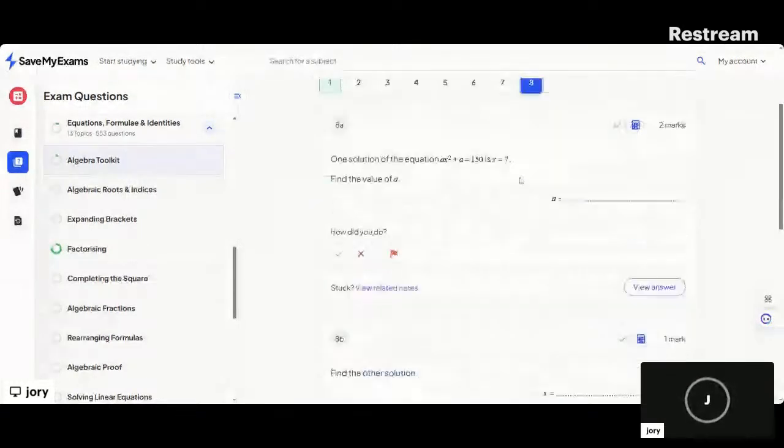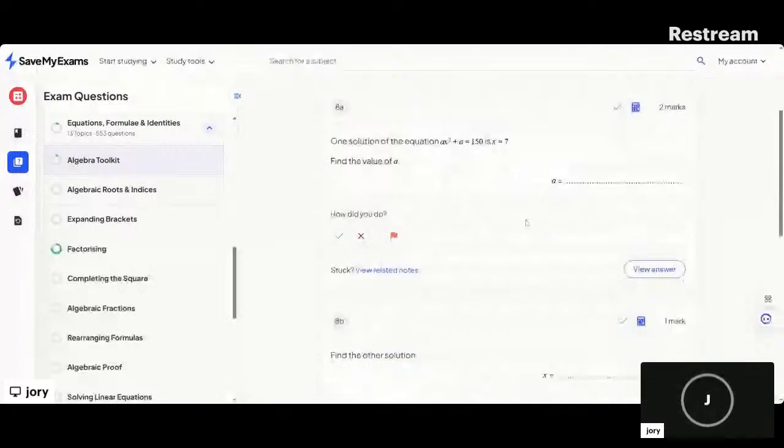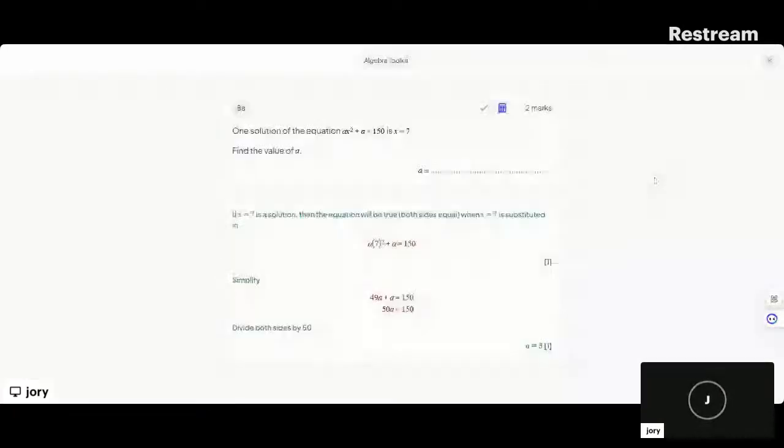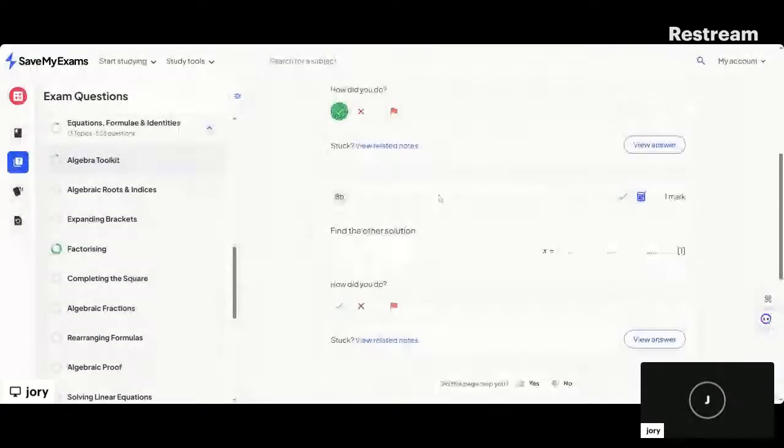One solution of the equation is x equals 7, find the value of a. Okay, so 7 squared is 49. 49a plus a, so it's 50a. 150 divided by 50 is 3. a is 3. I like this. It's fast, it's easy, it's quick.